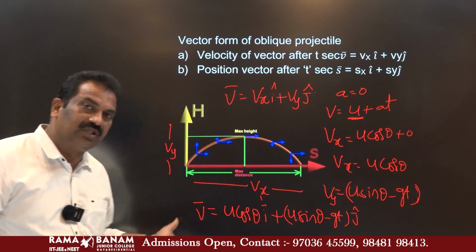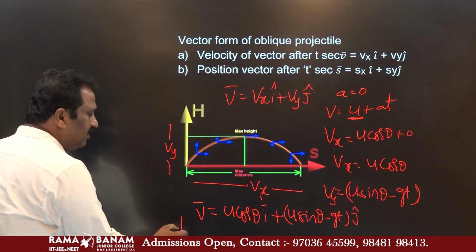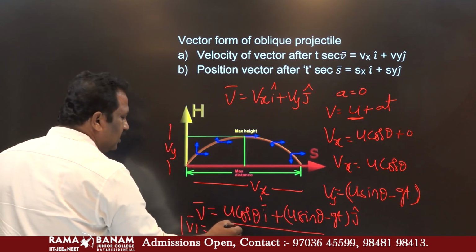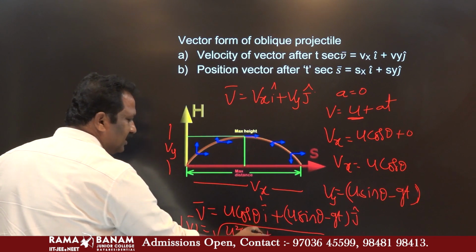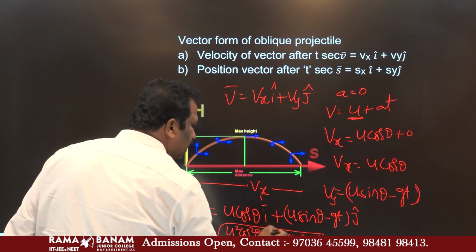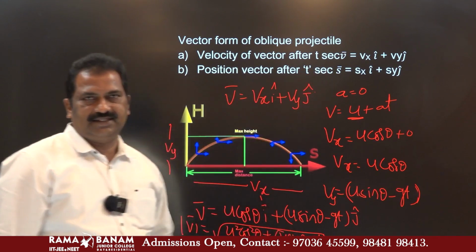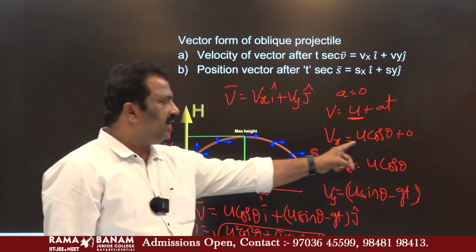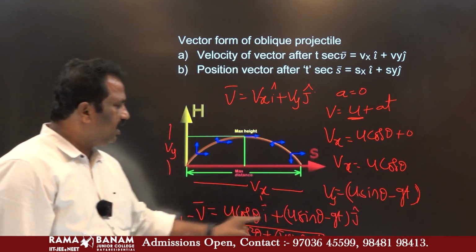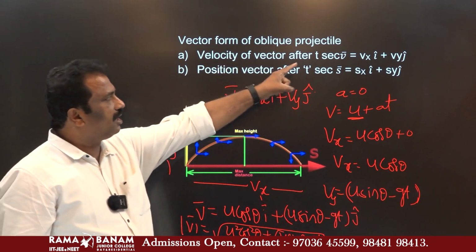We can also find the magnitude of the velocity vector. Magnitude of v bar is equal to root over u square cos square theta plus u sin theta minus gt whole square. So this is the way to find the velocity vector after t seconds. The x component is u cos theta, the y component is u sin theta minus gt. Substitute these values in this equation and we can easily find it. This is about the velocity vector after t seconds.